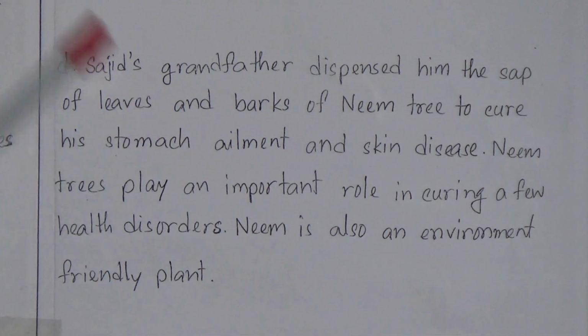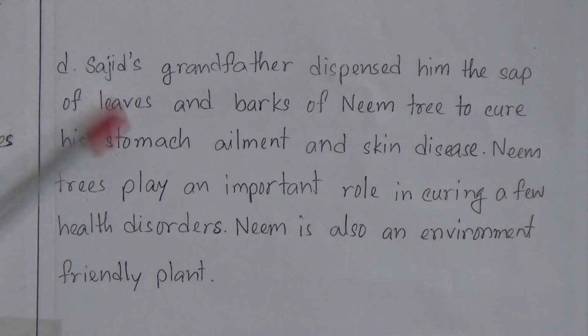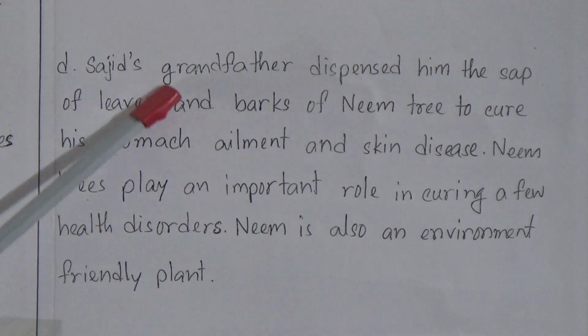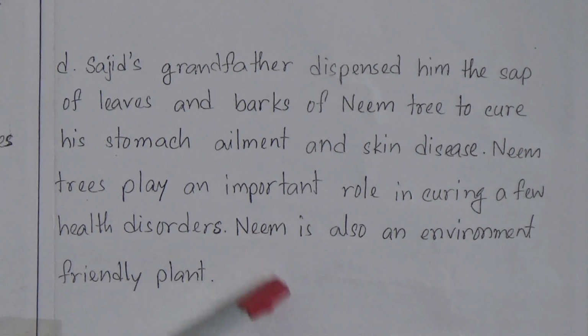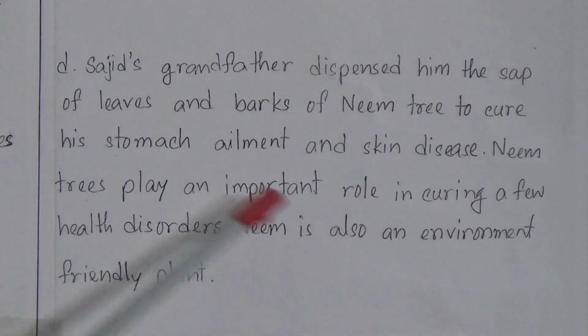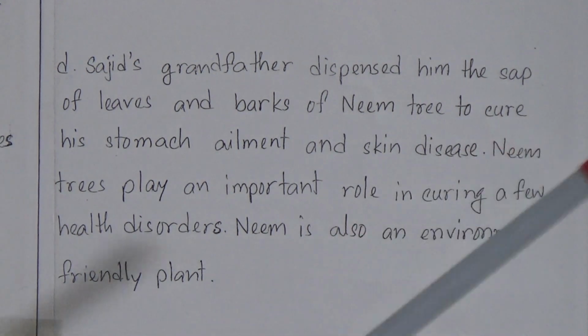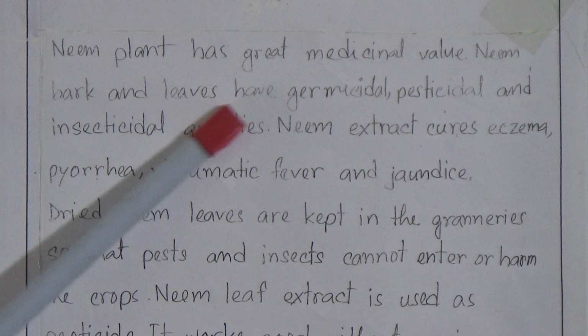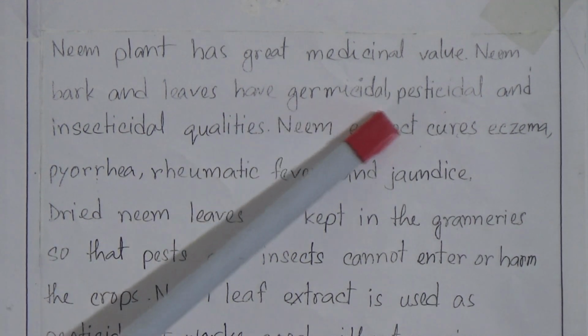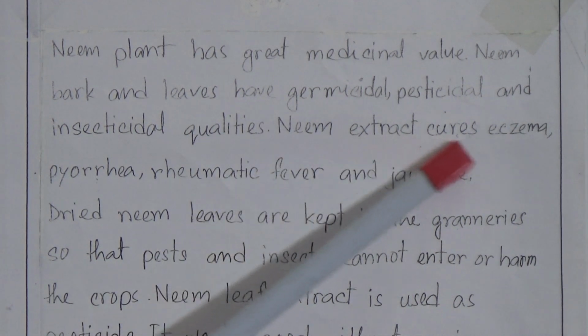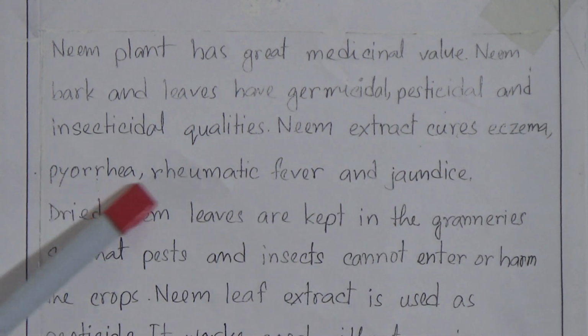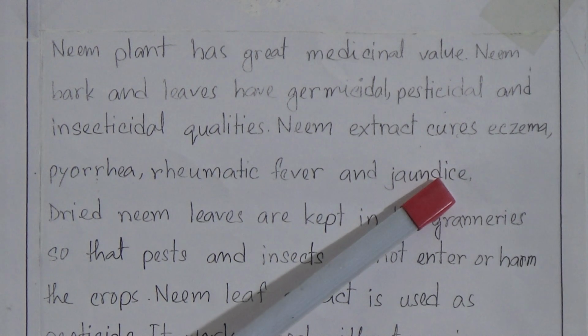So Sajid's father gave him the sap of the leaves and the barks of neem tree, and we all know that neem is a medicinal plant. We can use neem tree to cure different types of diseases. A neem plant has great medicinal value. Neem bark and leaves have germicidal, pesticidal and insecticidal qualities. Neem extract cures eczema, pyorrhea, rheumatic fever and jaundice.